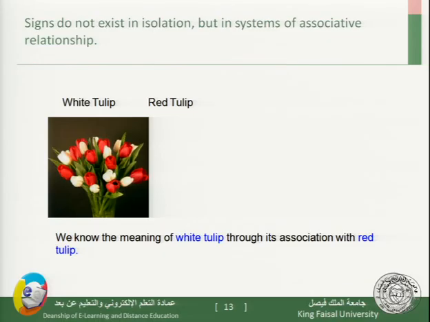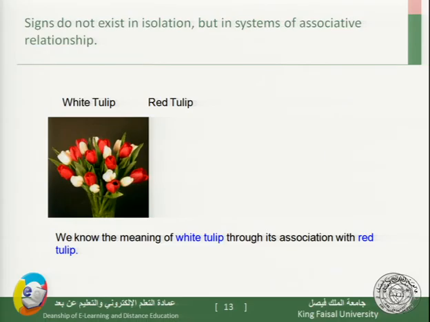Now, you would understand the white tulip when you associate it with the red tulip, because you cannot understand this color without being different from another color. So, because there is this relationship, white, red, white, black, our mind can understand or can match or can associate the label, the sequence of sound, with the concept created in the mind. So the idea is we know the meaning of white tulip through the association with red tulip.